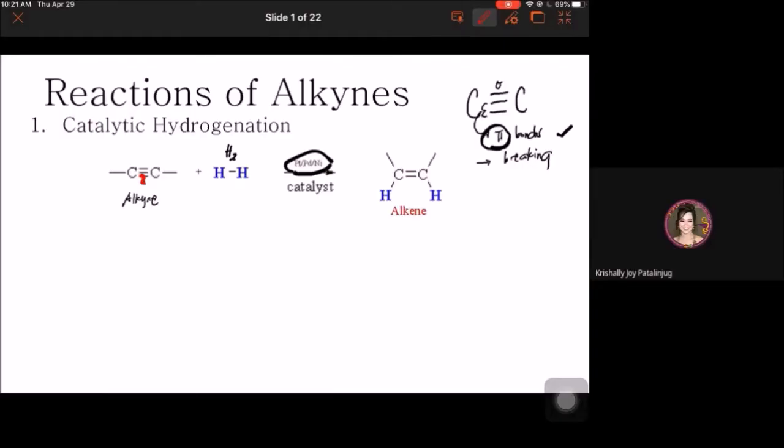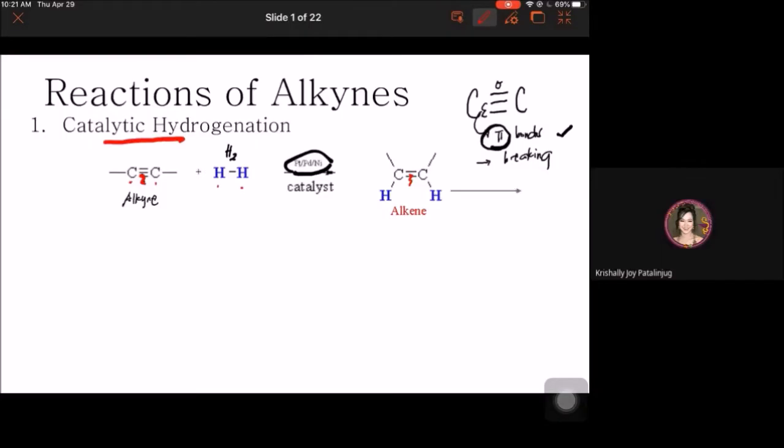Upon breaking the pi bond, each carbon will now have unpaired electrons. To stabilize that, each of those unstable carbons will be added with a hydrogen electrophile, producing an intermediate product of alkene. This is still an intermediate product because recall that alkenes are also prone to this type of reaction. Alkenes undergo catalytic hydrogenation. Thus, the reaction will proceed.